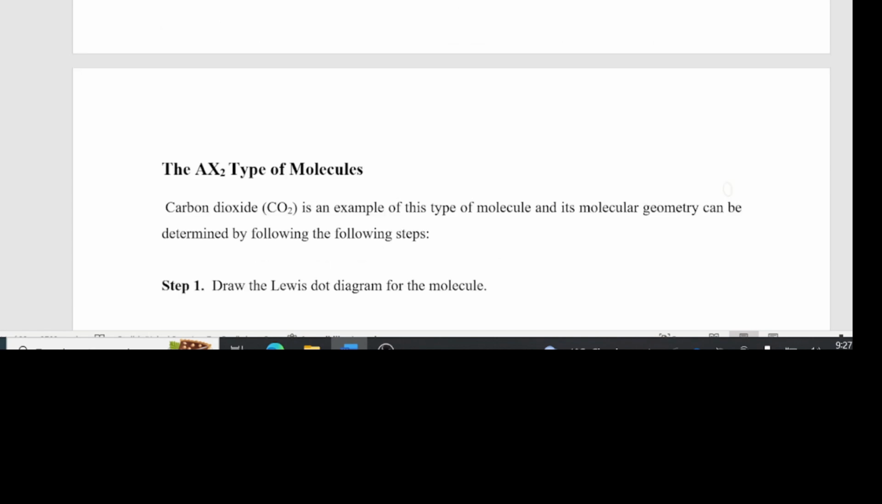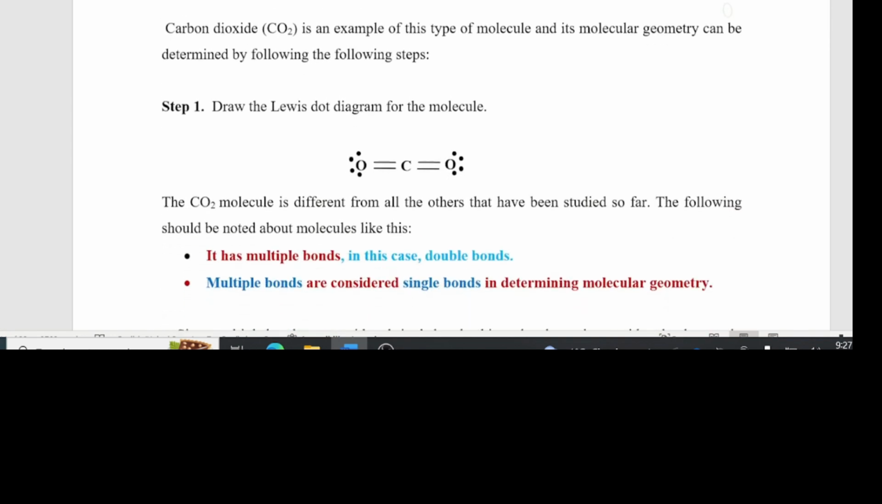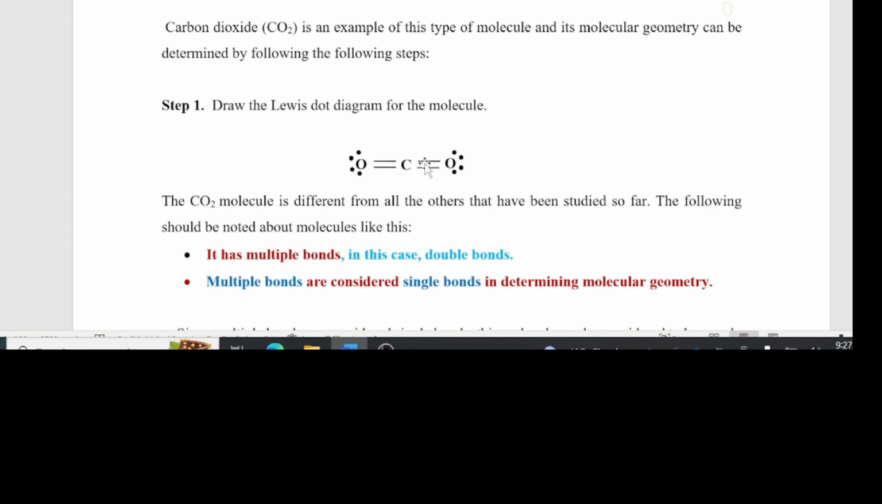AX2 type of molecule. See? There's no lone pair here now. We'll use the carbon dioxide molecule to illustrate this concept. So with carbon dioxide, having done the Lewis dot diagram for this, as you can see, it's a linear molecule. The obvious thing is to make it linear. Sometimes students make it V-shaped and stuff like that. As they understand this more, they'll see the wisdom of making it a linear molecule.